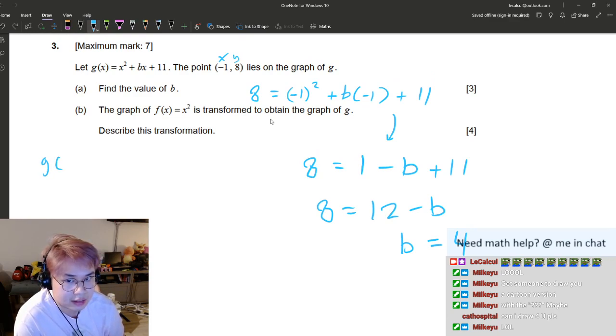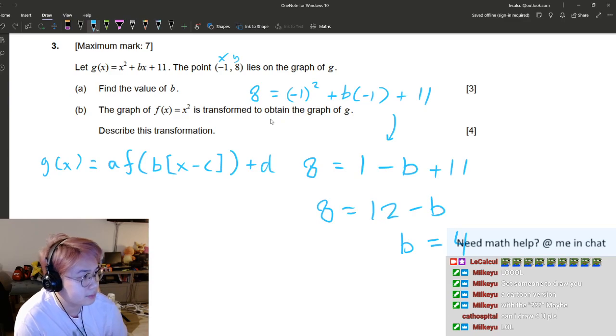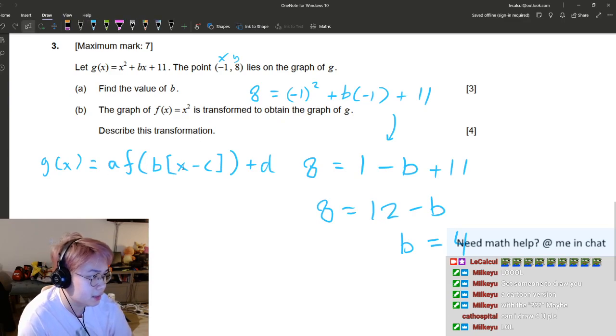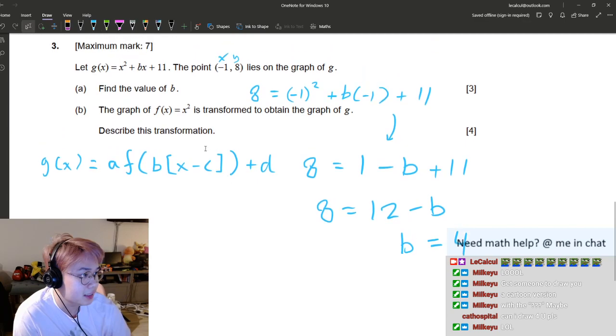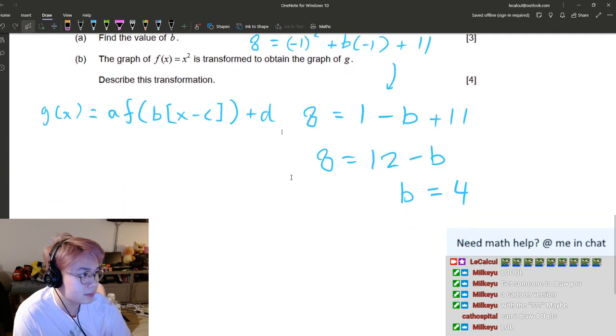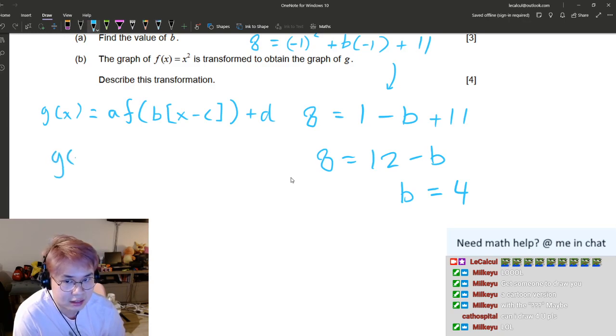So g of x, they're saying, is a transformation of f of x. So it's in this kind of a format, where a, b, c, and d are your transformations. Now, because I know what x squared is, I don't have to keep this in terms of function notation. This is a pretty interesting question. I haven't seen one like this in a paper so far.